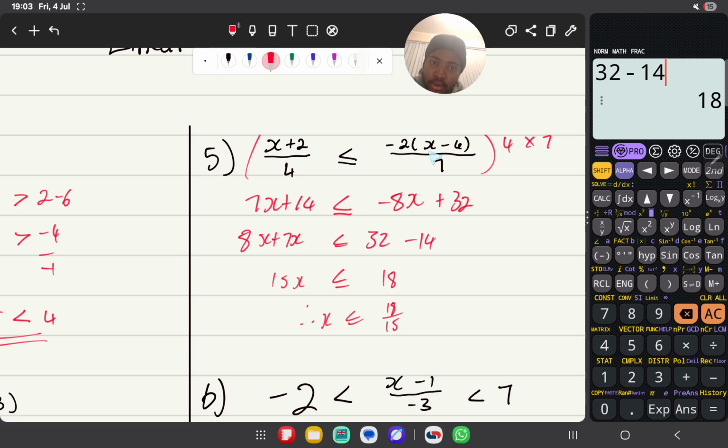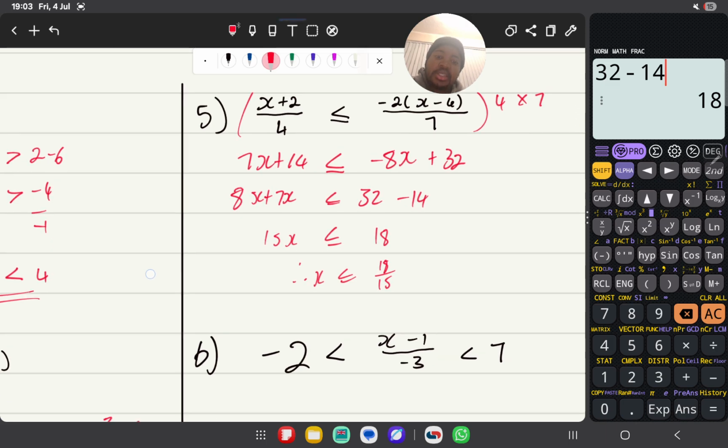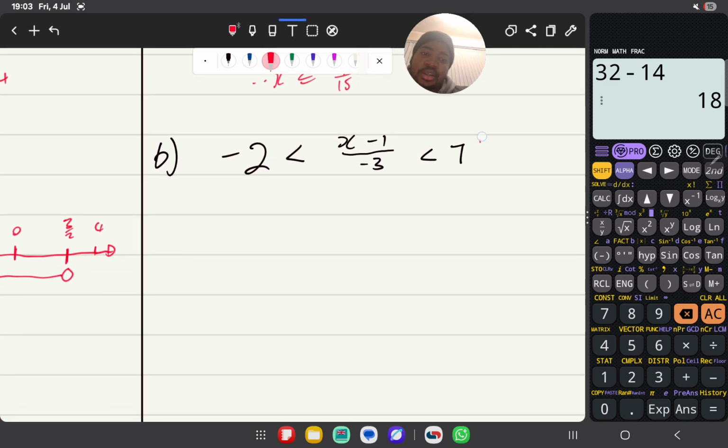Yes, this one is quite similar to the other one we did. So we multiply by minus 3. After multiplying by minus 3, I have 6, but the sign changes. I have 1 minus x, and then the sign changes. Then I have minus 21, right? You can write it properly to say 21 minus x minus 1, 6.